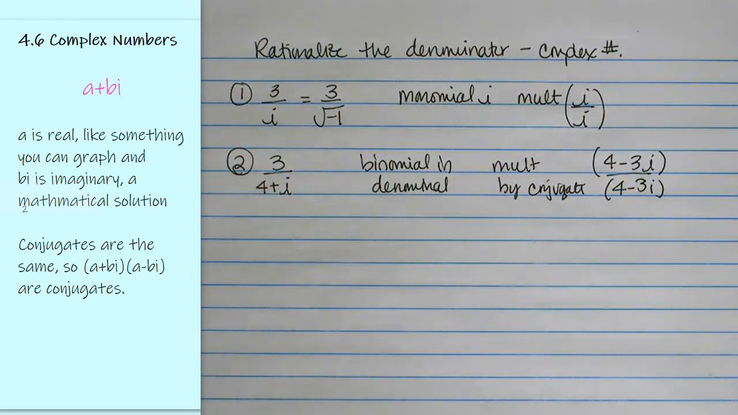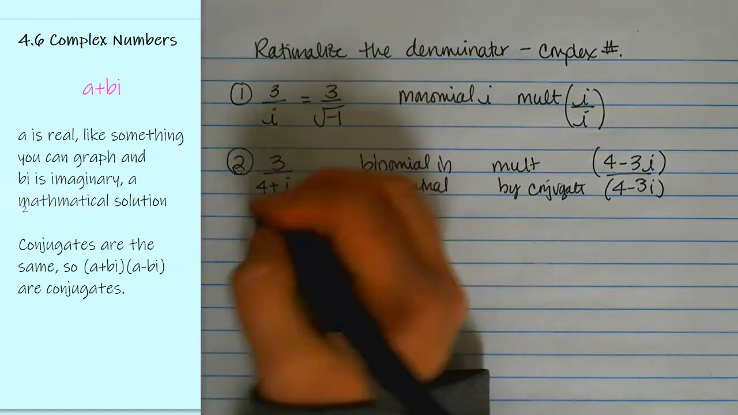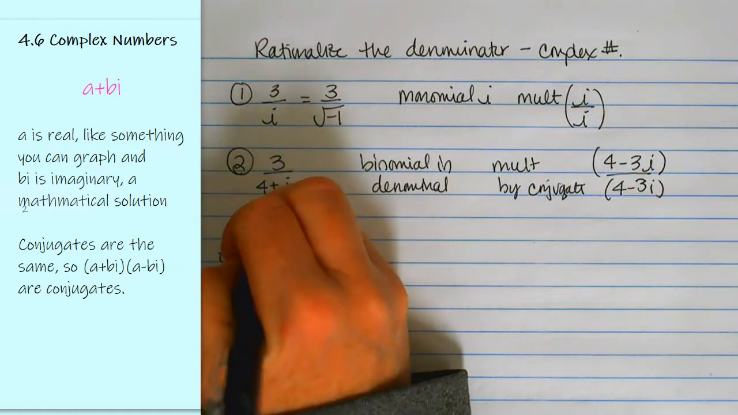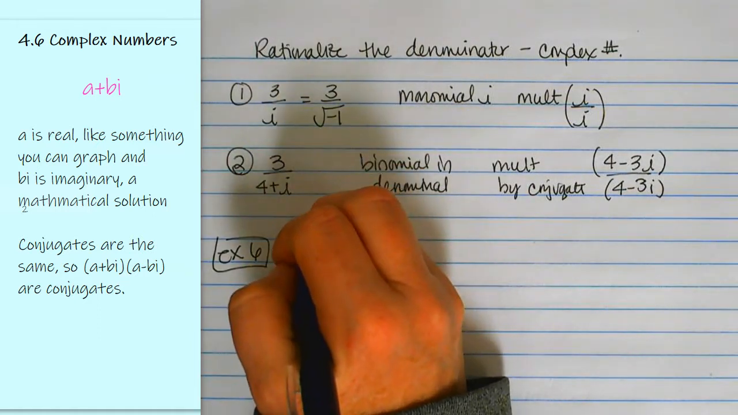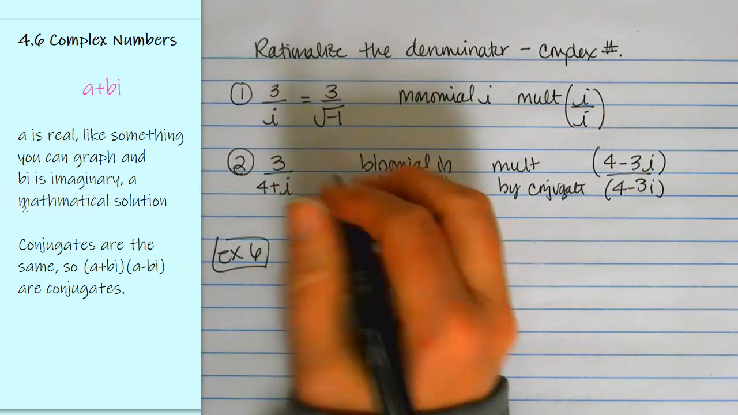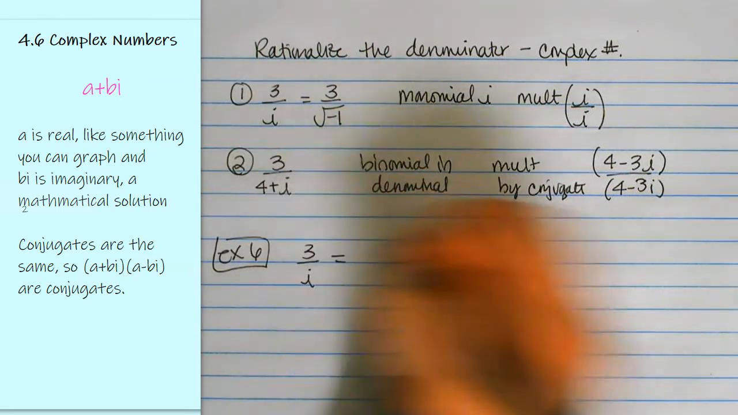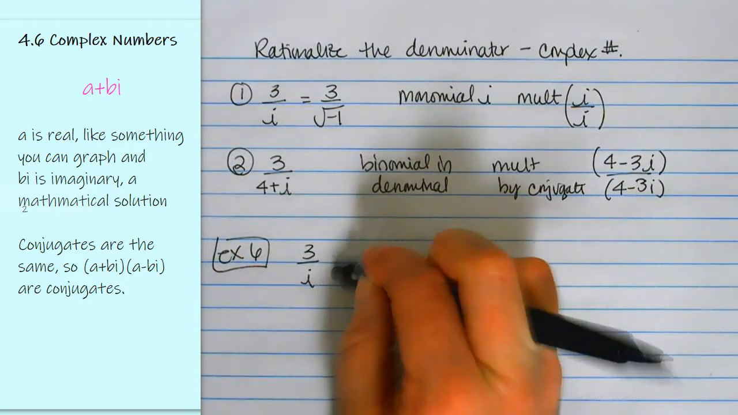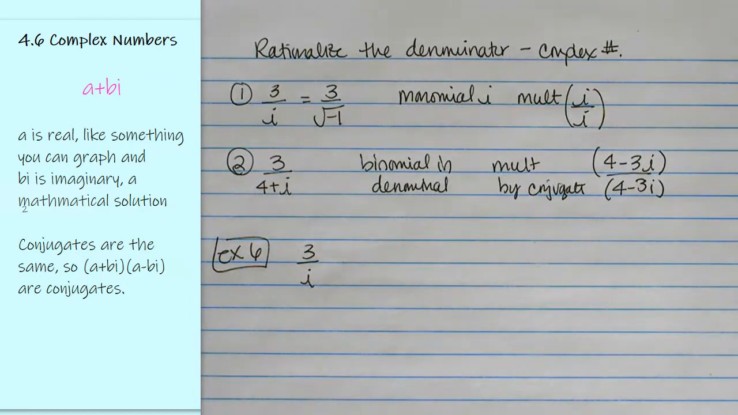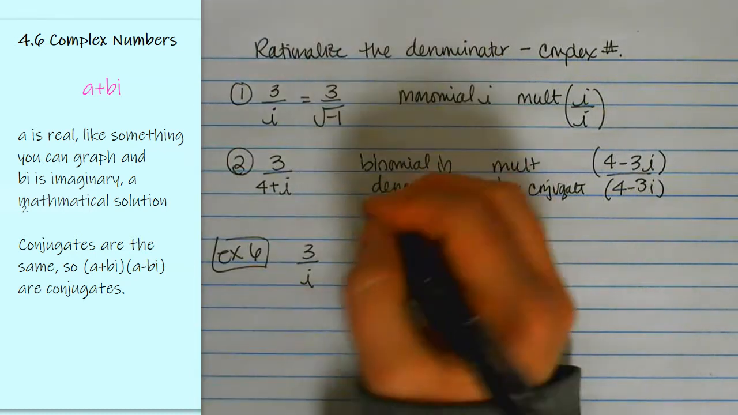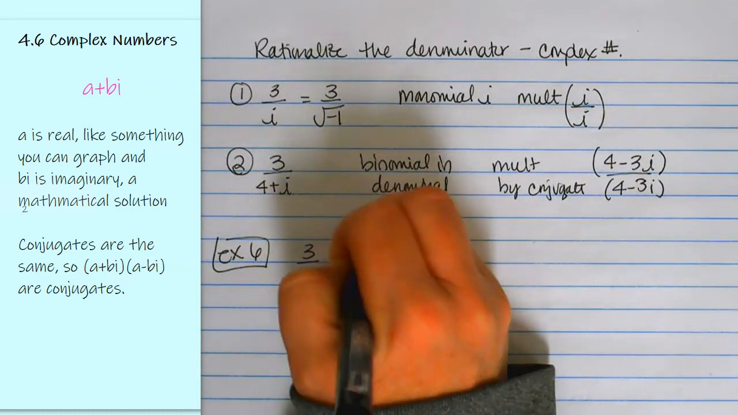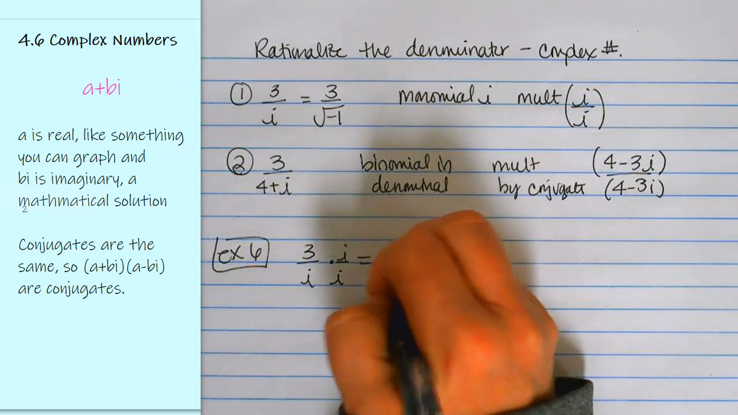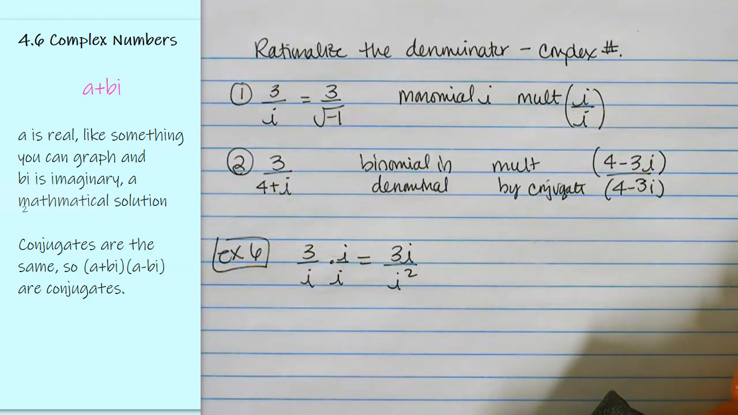Let's start with a simple one that has just i in the denominator. Example 6 is 3 over i. Even if it didn't say anything, if it just said simplify, you have to know that i is a radical. Therefore, we have to take the radical out of the denominator. We have to multiply by a monomial. That's going to give us 3i on the top. It's going to give us i times i, which is i squared, in the bottom.